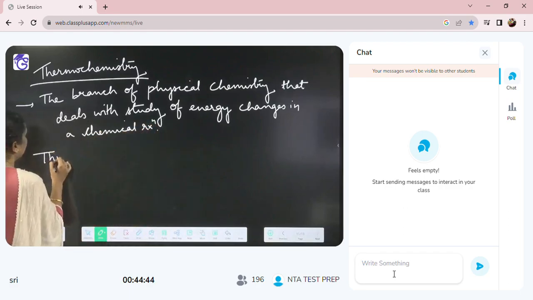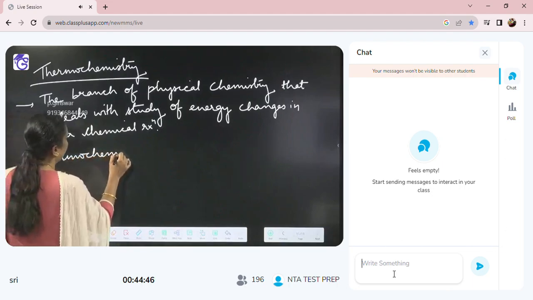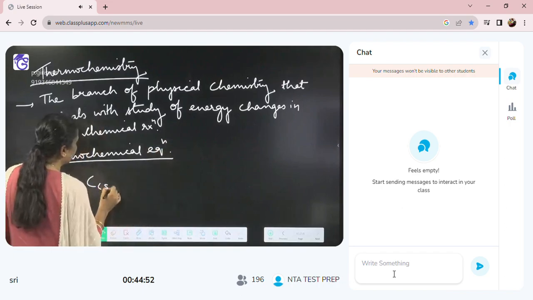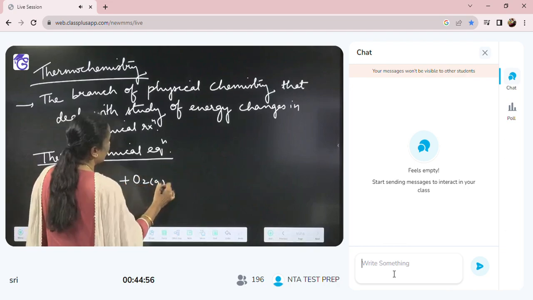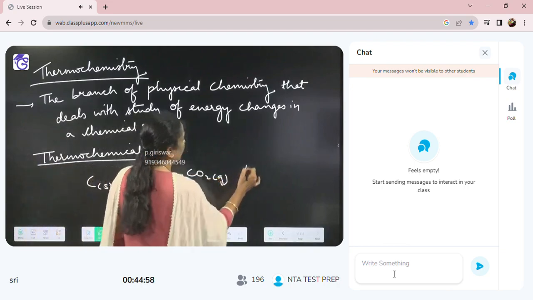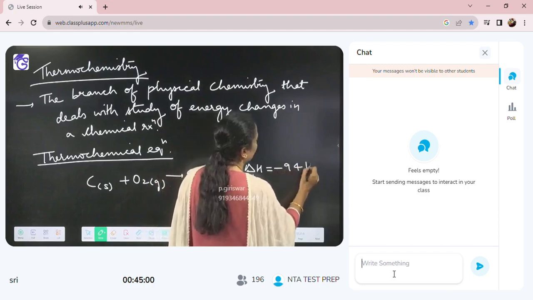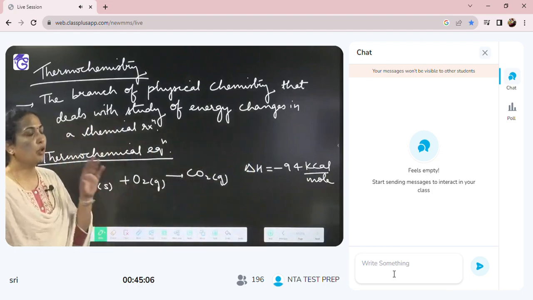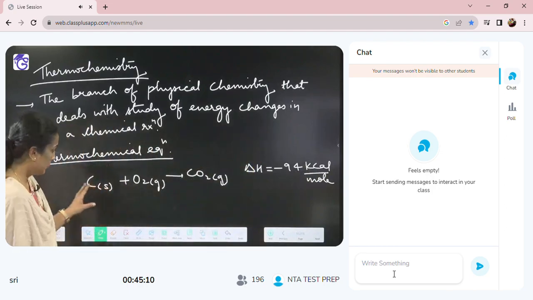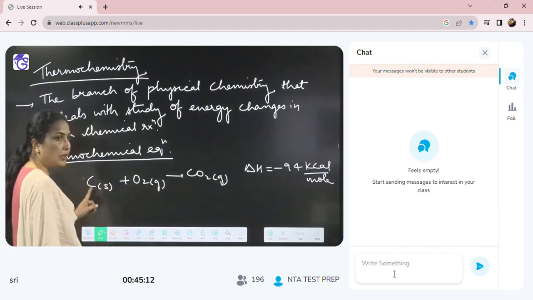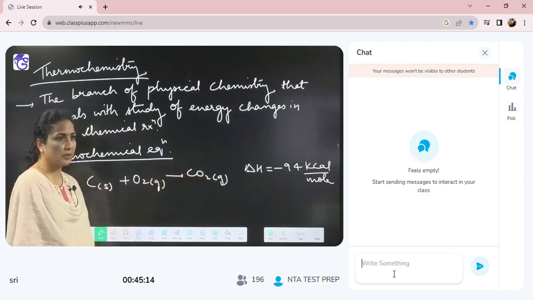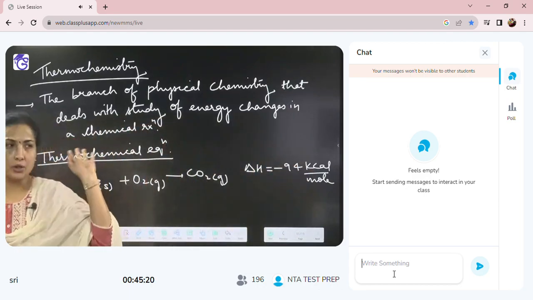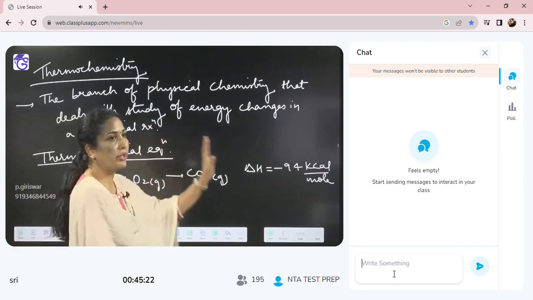Now next, let us go for the thermochemical equation. Suppose I am writing a simple equation here: carbon solid plus O2 gas giving you CO2 gas, and for this delta H is minus 94 kilocalorie per mole. You don't have to remember these values which I am writing. If somebody asks what is a thermochemical equation, it is a chemical reaction in which the physical state of substances should be mentioned, and also whatever is the amount of heat released or absorbed should be mentioned. Getting it? That's only your thermochemical equation.